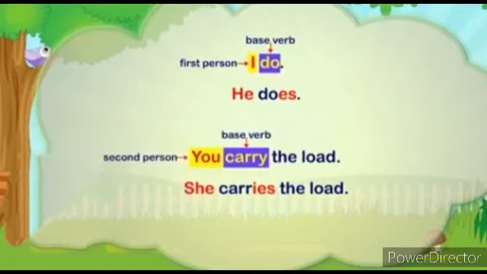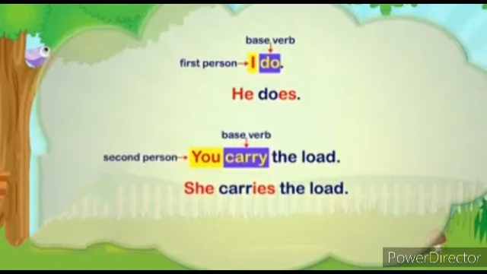Let us solve the exercise in the English Grammar Workbook. Choose verbs in the simple present tense from the box below to fill in the blanks. First one, my dog does wonderful tricks. The answer does is already written in the book. In this sentence, dog is the third person, so es is added to the base verb.